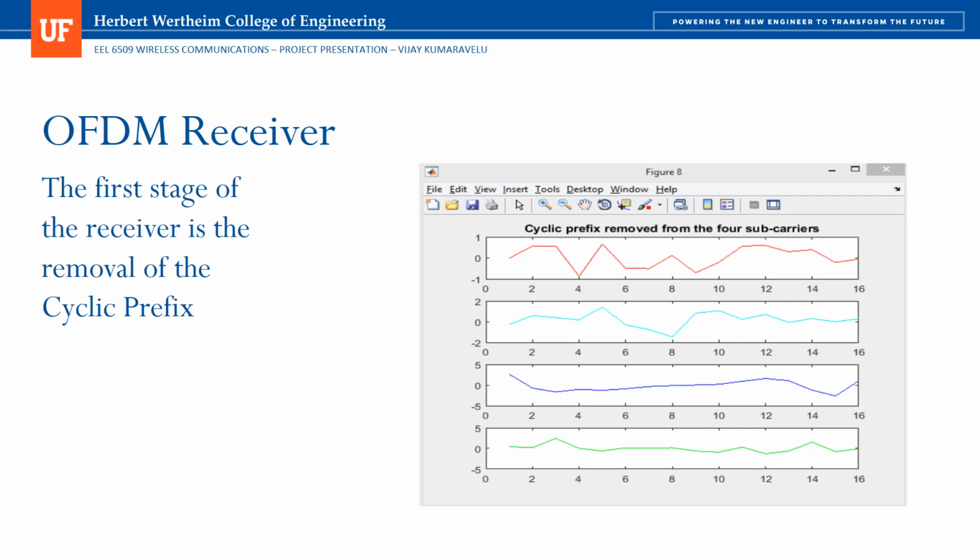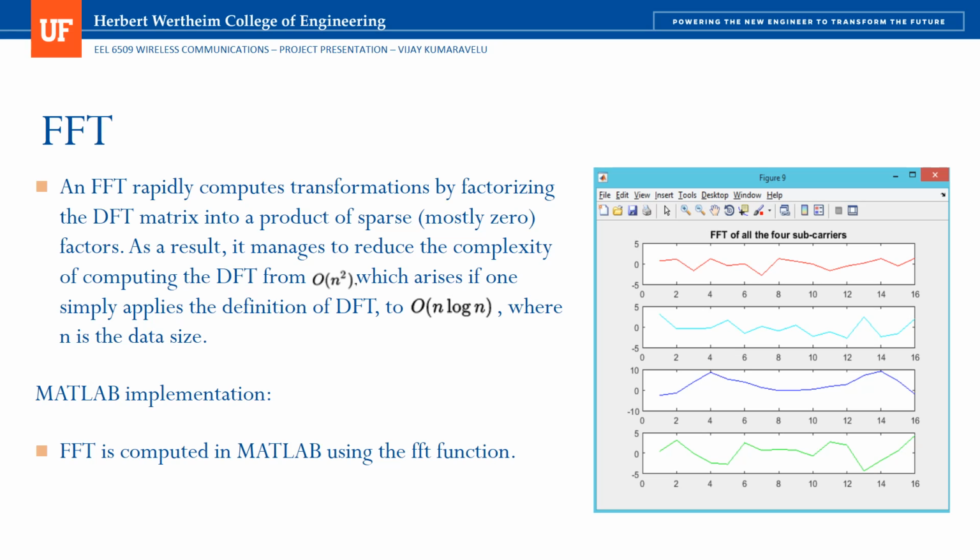So in the OFDM receiver side, we basically have inverse operations, and the first stage is to remove the cyclic prefix. As you can see to the right of your screen, this is the plot of the subcarriers after the cyclic prefix is removed. Next is to perform an FFT, which is the inverse or the reverse operation of IFFT.